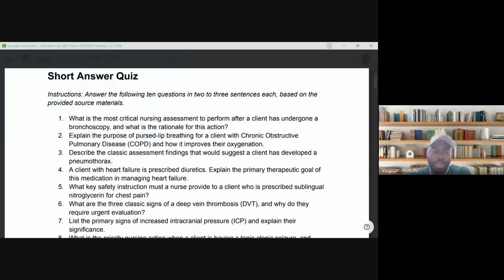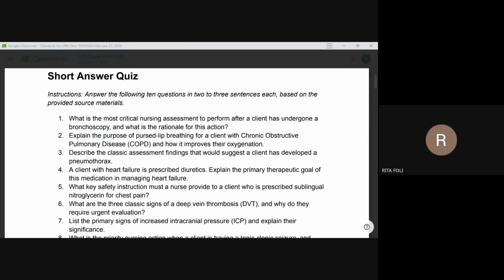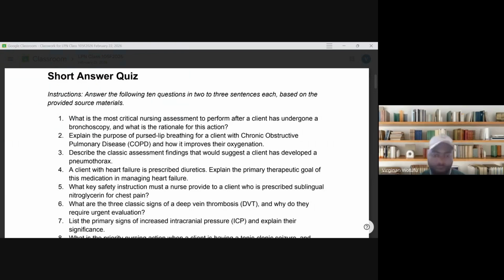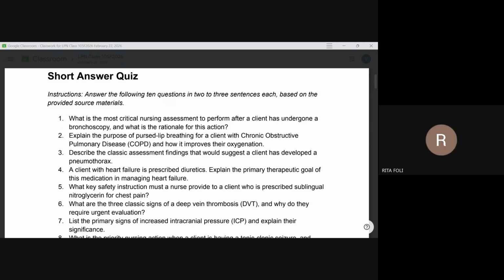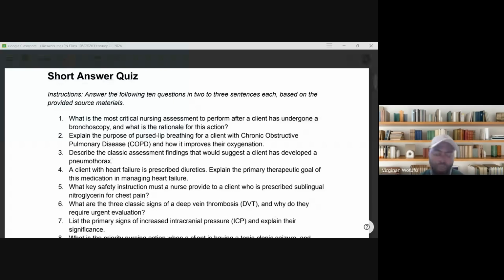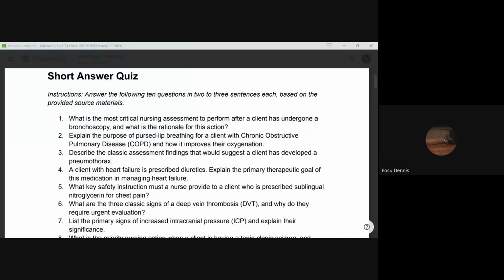So our next question, question 6. What are the 3 classic signs of DVT, and why do they require urgent evaluation? The 3 classic signs of DVT. So 1, the swelling of the leg. Good. There's persistent pain. Right. So there are skin changes.